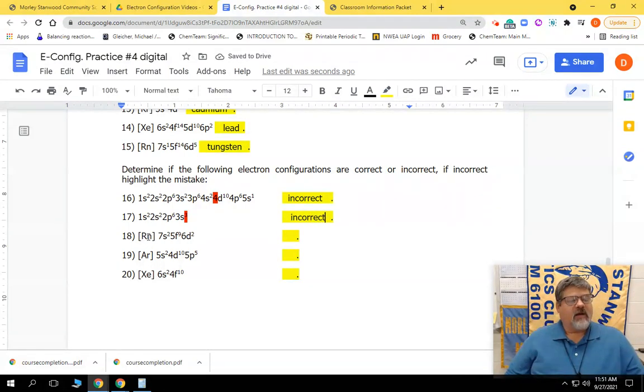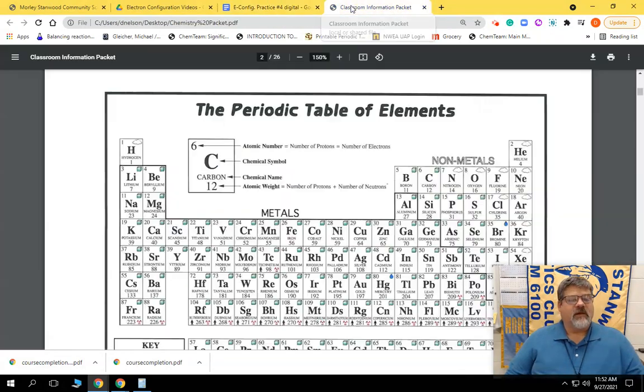We have Rn, 7s2, 5f9, 6d2. Well, hold it. Don't we have to fill in, according to the off-ball principle, all of those before we go in? So we should have 5s14 before we go to 6d2. Let's go ahead and look at that.